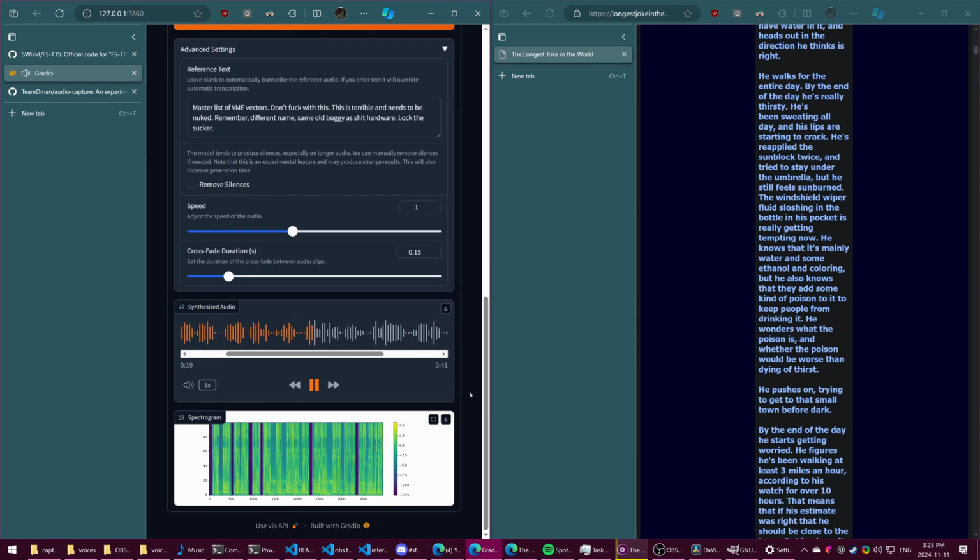The windshield wiper fluid sloshing in the bottle in his pocket is really getting tempting now. He knows that it's mainly water and some ethanol and coloring. But he also knows that they add some kind of poison to it to keep people from drinking it. He wonders what the poison is, and whether the poison would be worse than dying of thirst.